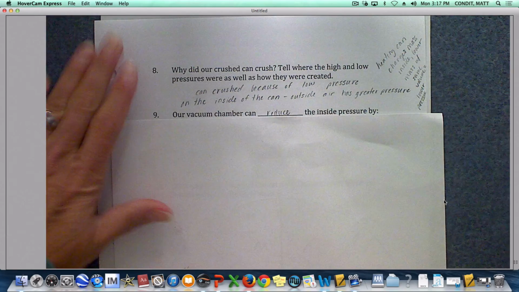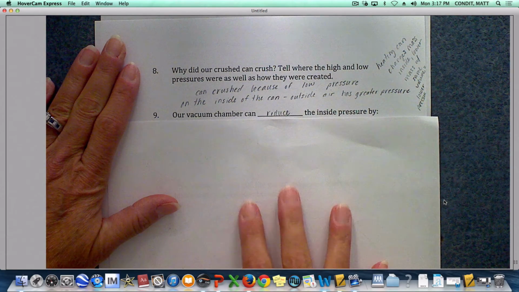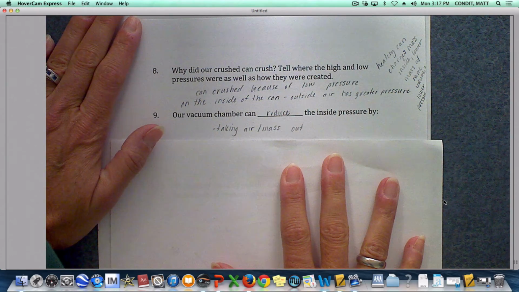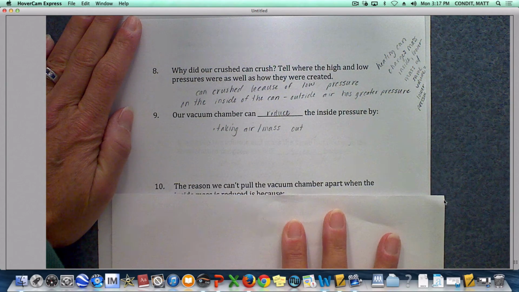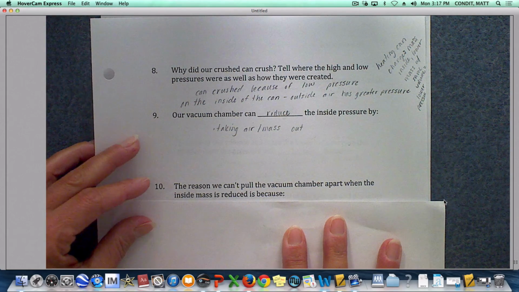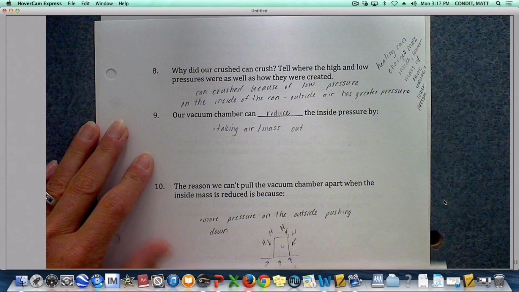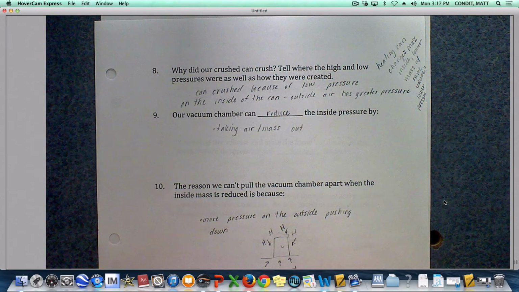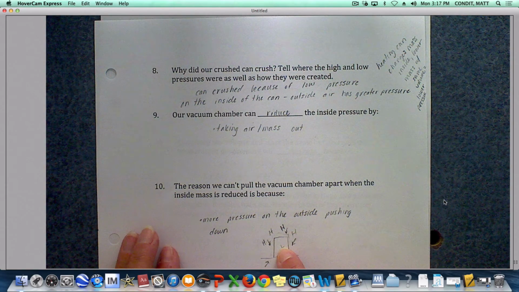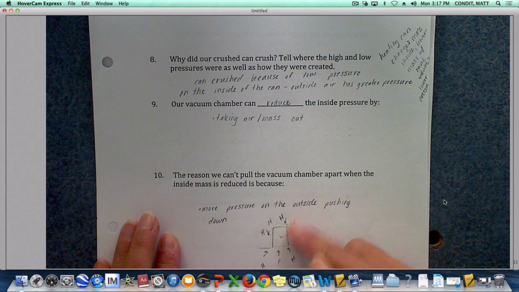Then we have question number 9. Our vacuum chamber can reduce the inside pressure by taking mass out. And then finally, question number 10. The reason we can't pull the vacuum chamber apart when the inside mass is reduced is because we have more pressure on the outside pushing down. You can see all the high pressure here pushing in all directions around the chamber, pushing it down. We have low pressure inside the chamber, so the high pressure is preventing us from pulling it apart.